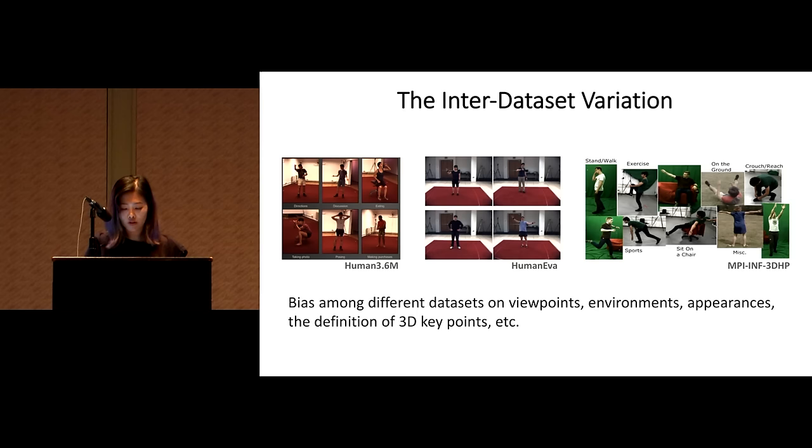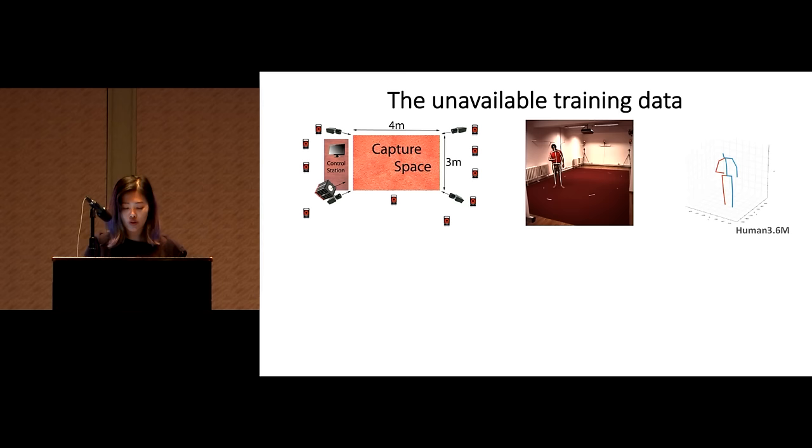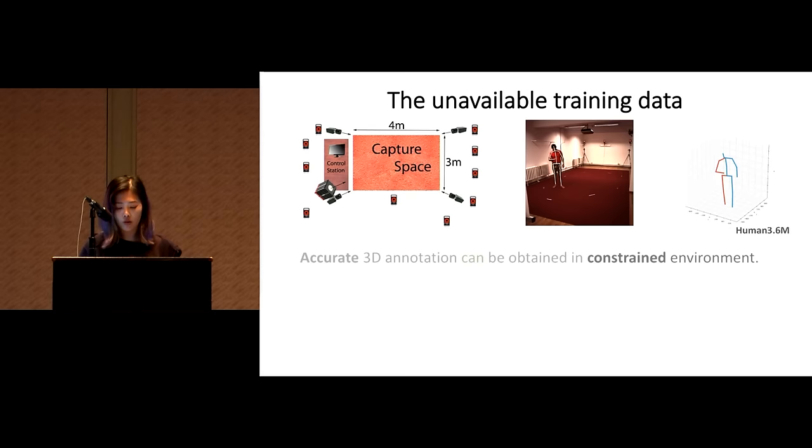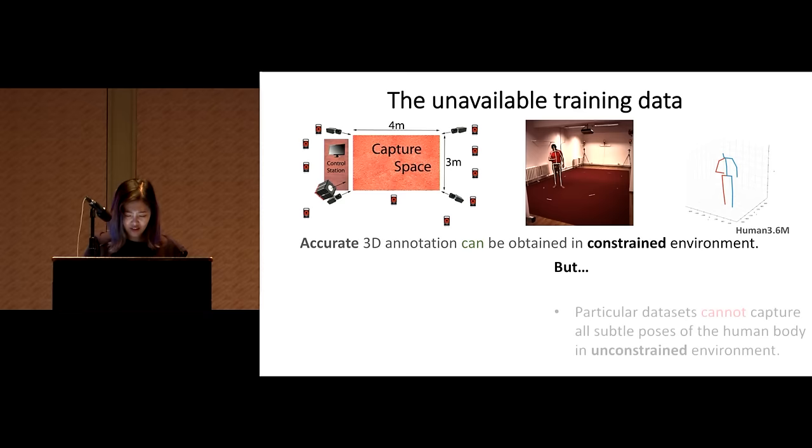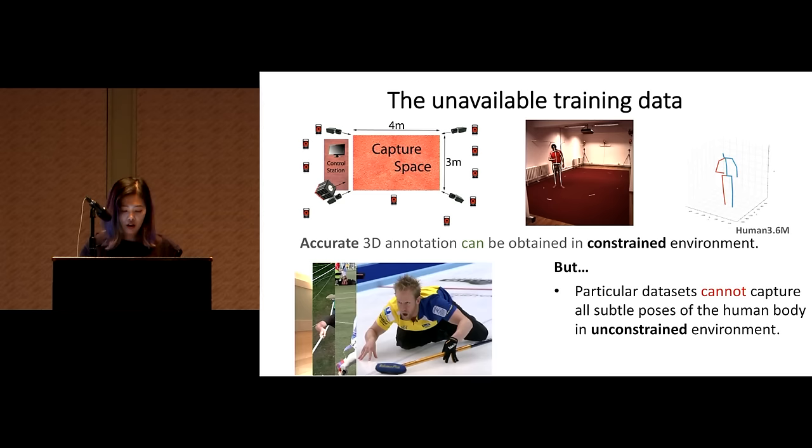Meanwhile, the availability of training data is also a problem. We can capture accurate 3D annotations in constrained environments like indoor mocap systems, but they cannot capture all the subtle poses of the human body in unconstrained environments. Then we may want to incorporate internet images into network training since they have impressive diversity. However, it is costly to obtain 2.5D extra annotation in these images.